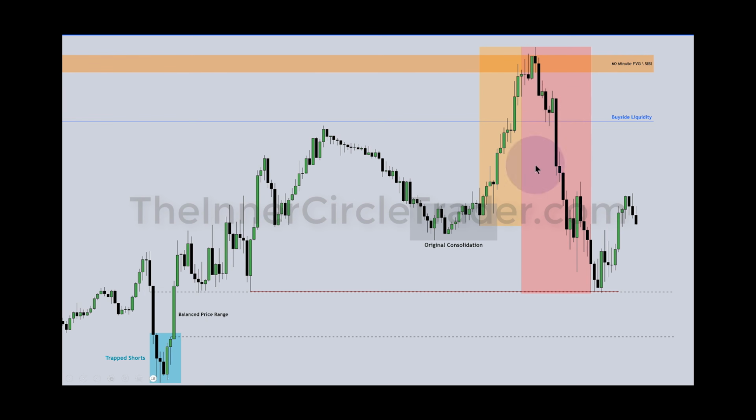But eventually the idea was to draw back down into this area here. But if it goes below this, how far can it go? There's no inefficiency over here. It's these relative equal lows, and that's where the market drops to.